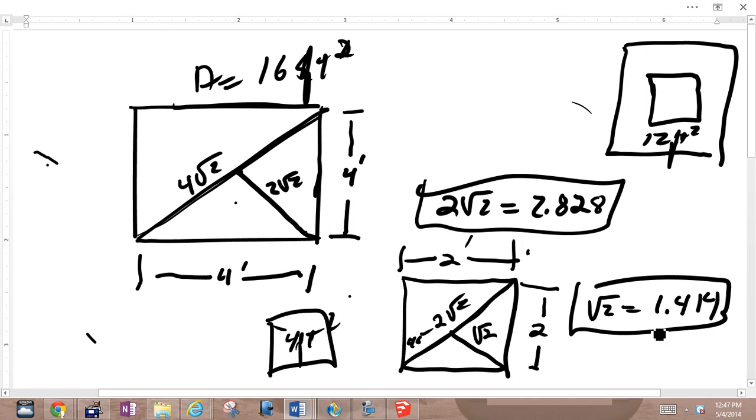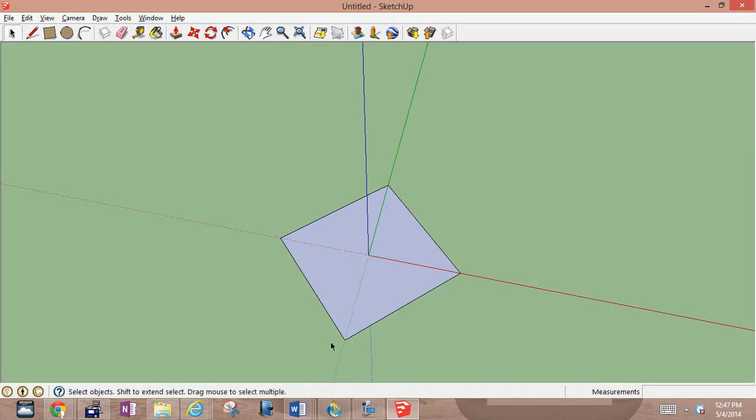So let's go back and take a look at that. Okay, remember 1.414 is the magic number we need there. We're going to go to our draw tools. We're going to pick up our polygon, which is by default now a square. I'm going to pull that out 1.414, so I'm going to key that in, 1.414 feet. Okay, enter, and there it is. Again, you want to check the dimensions on that.